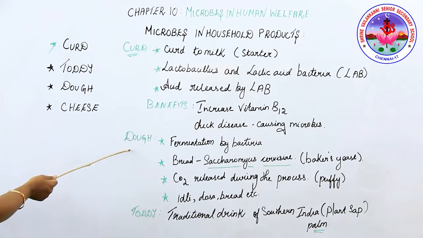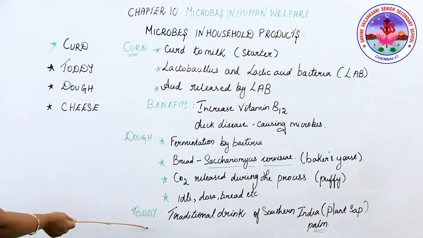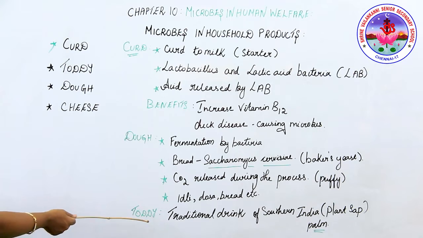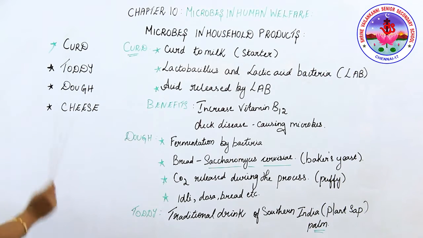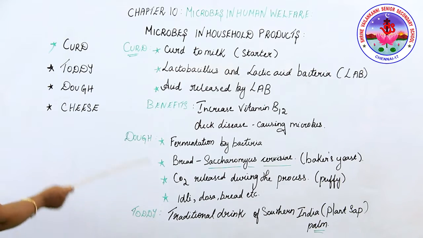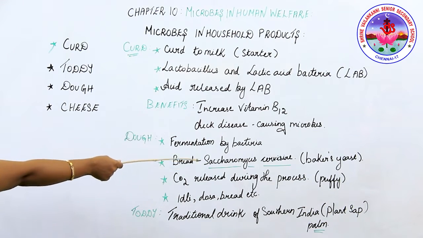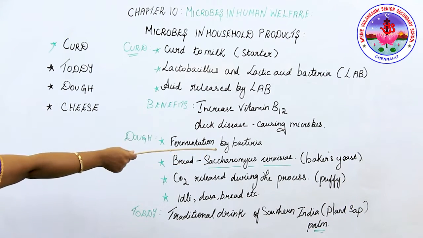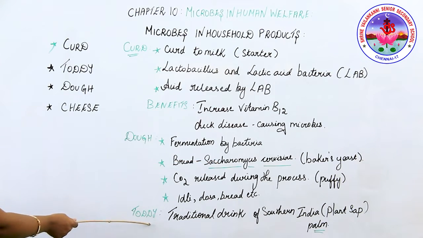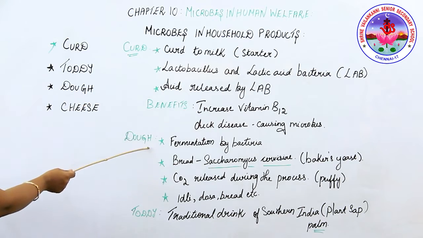So in dough and toddy, the process involved is called fermentation. Fermentation is a metabolic process which helps to produce chemical changes in organic substrates through the action of enzymes with the help of bacteria or fungi. In dough we use the fungus Saccharomyces cerevisiae, commonly called baker's yeast. In toddy we use bacteria. So that's all about curd, dough and toddy.